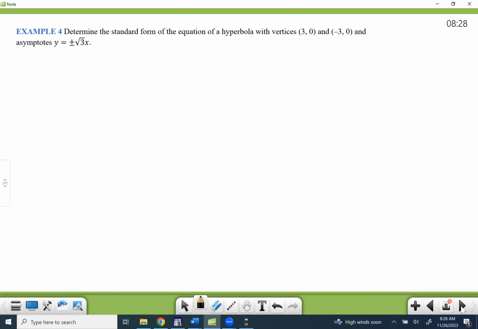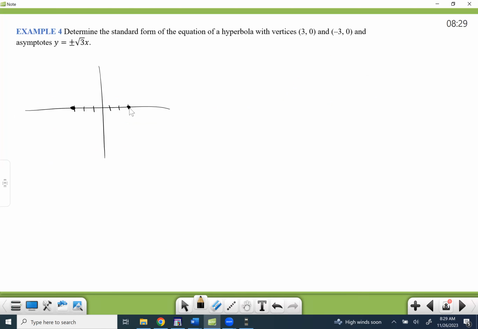Okay. Determine the standard form of the equation of a hyperbola with vertices and asymptotes as given. All right, so I'm going to draw a little picture. It kind of helps me, you guys. So -3, 0 is one vertex. And then 3, 0 is the other vertex.